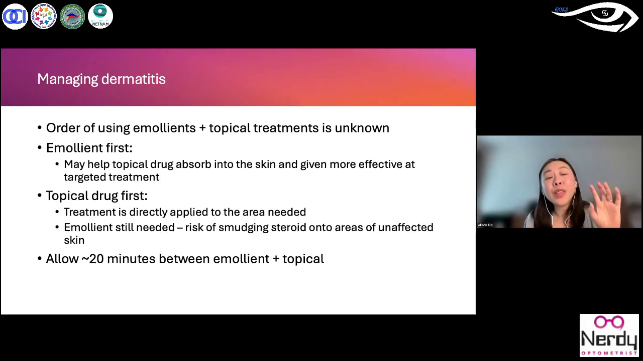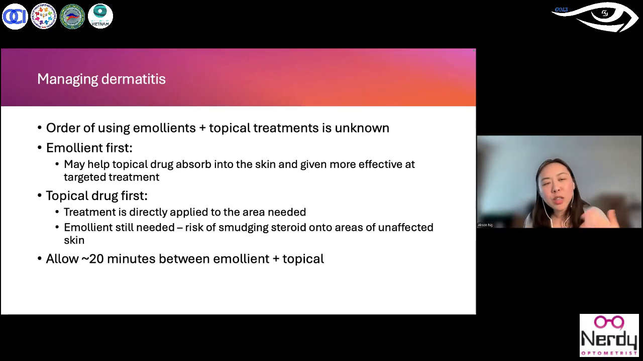But if you think about the argument for emollient first, the argument for this step is that it may help the drug absorb better into the skin. And as a result, you get a better, more effective, targeted treatment. The argument for using the drug first is that you're getting the drug directly to the area that needs it. But because you still need to put an emollient on top, there is a small risk as well that you're going to be moving the steroid onto other parts of the skin that don't need it. So there's just some concerns there.